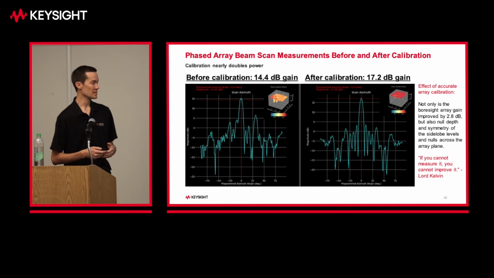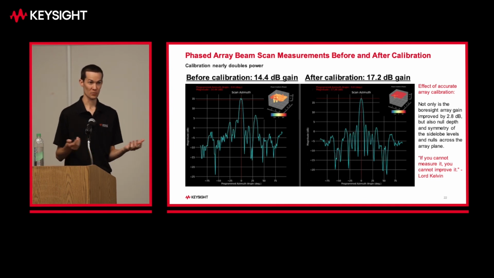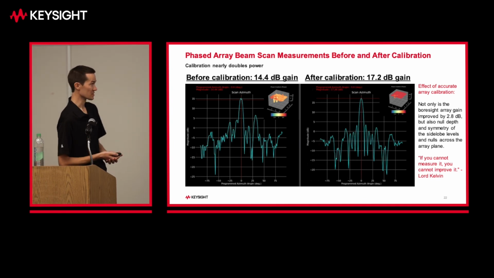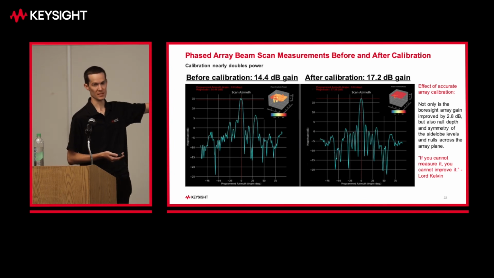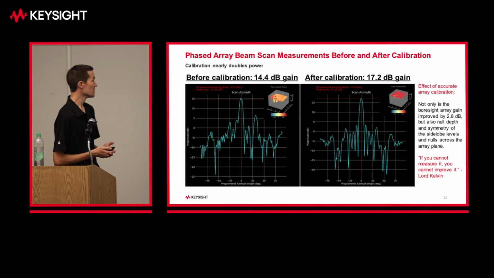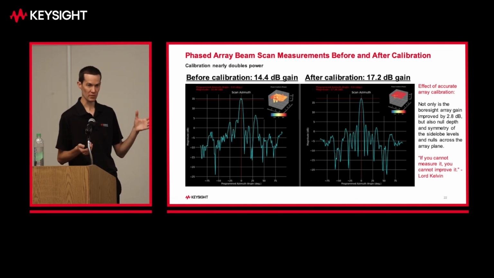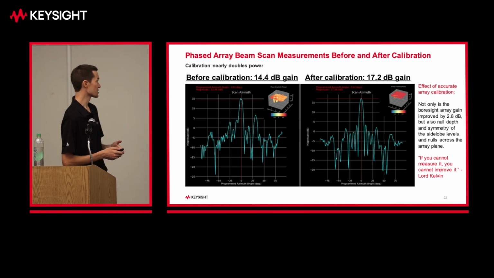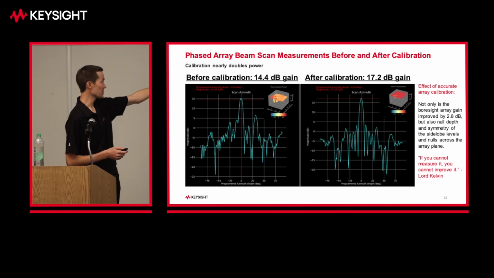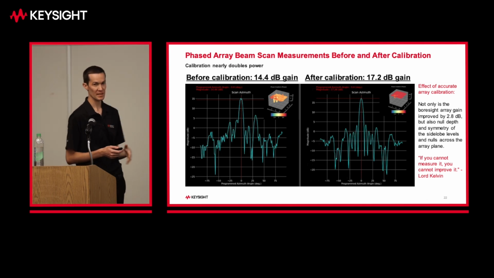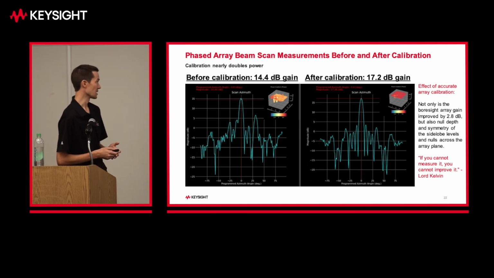And then this is the effect of that at a fully active array level, right? This is the reason why we need to calibrate. This is an example with a 256 element Ka band transmit array. Before we calibrate, we might have 30, 40 degrees or so of variation from element to element, and that causes a reduced peak gain. We have about 14.4 dB gain in this case, and the side lobes aren't symmetric, so we don't have a very good antenna pattern here.